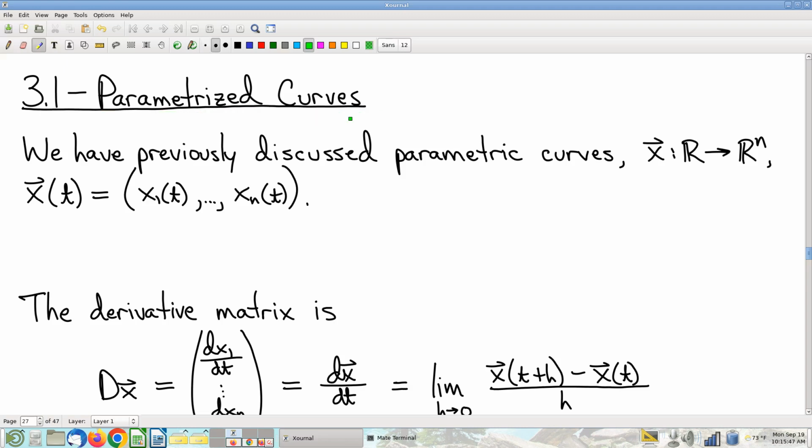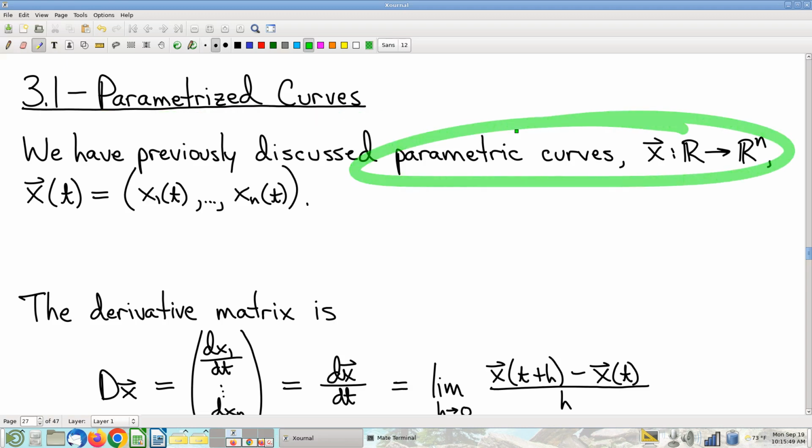Okay. All right, so we've talked about parametric curves before, and keep in mind if you have a parametric curve, really what you're talking about is position as a function of time, and so all of your coordinates are just functions of time. Okay. All right.